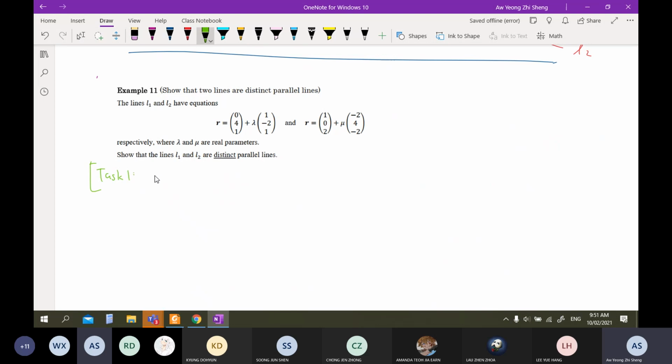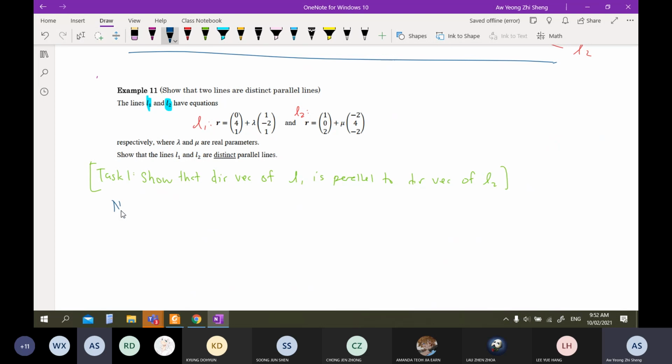The first task is to show that the direction vector of the first line, here's L1. They already named it L1 and L2. And so this is actually L1. This is L2. Show that the direction vector of L1 is parallel to the direction vector of L2.